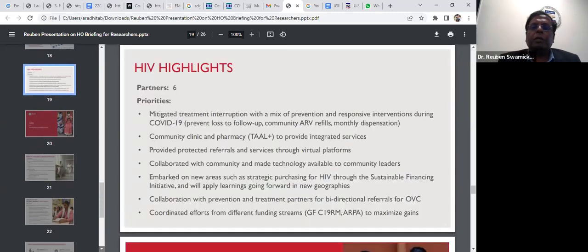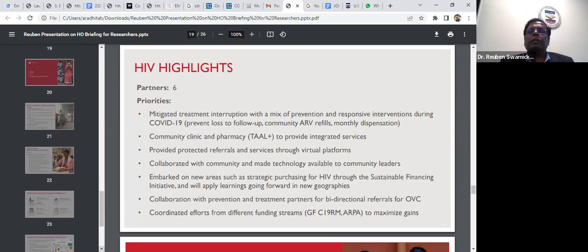So we have about 6 partners, and we're looking at mitigating treatment interruption with a mix of prevention and responsive interventions. There are community clinics and pharmacies, we call them TAL or TAL Plus, to provide integrated services. We provide protected referrals and services through virtual platforms. And this has been a game changer in a number of areas.